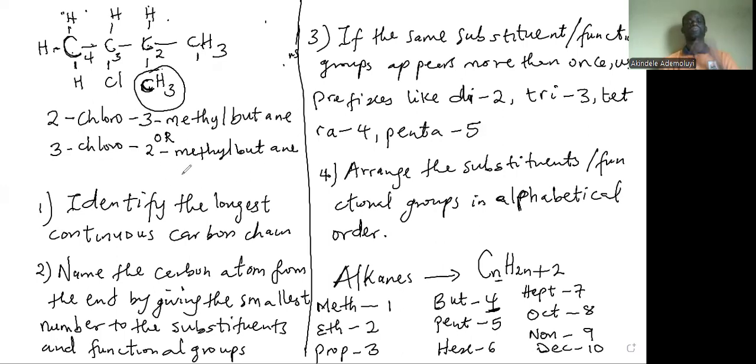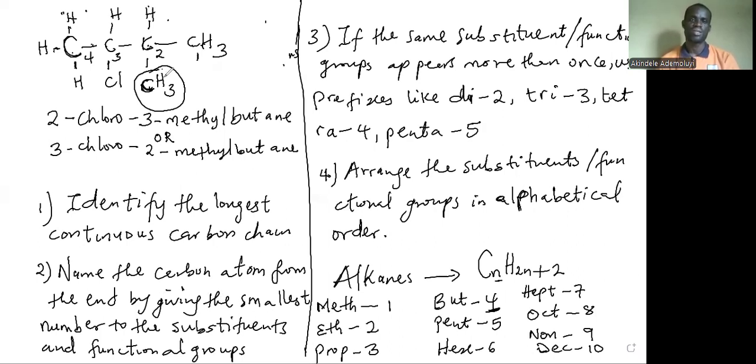Now, how do you know which of the two is correct? Now, what we'll do here is that we'll come back to rule number 2. Name the carbon atom from the end by giving the smallest number. Now, if you look at addition of these two numbers, 2 plus 3 will give you 5. 3 plus 2 will give you 5. Both of them are still giving us 5. But we must give the smallest number to the substituent or functional group.